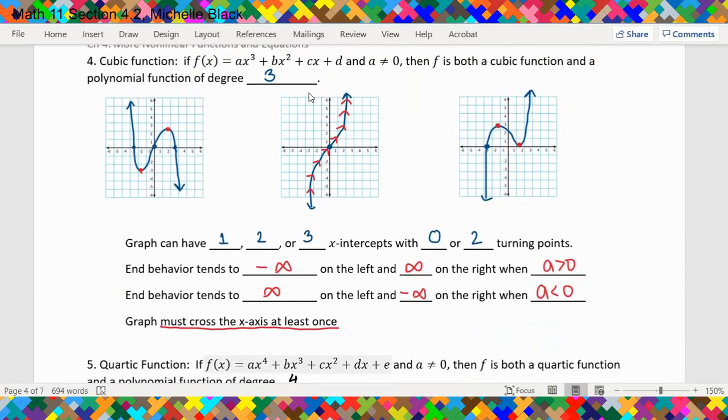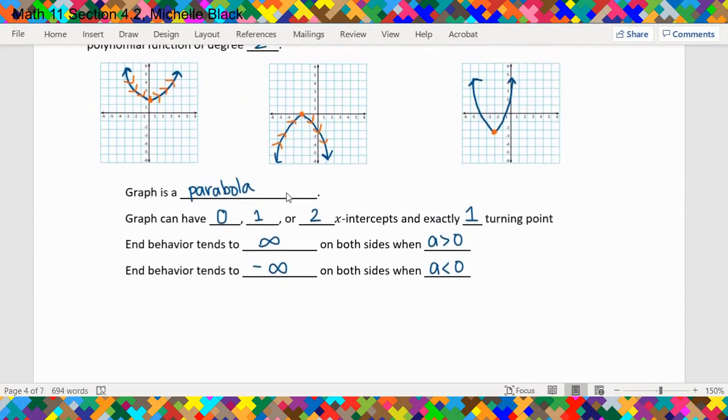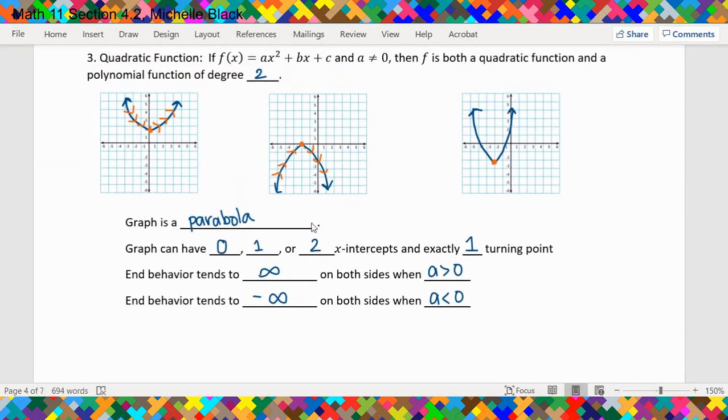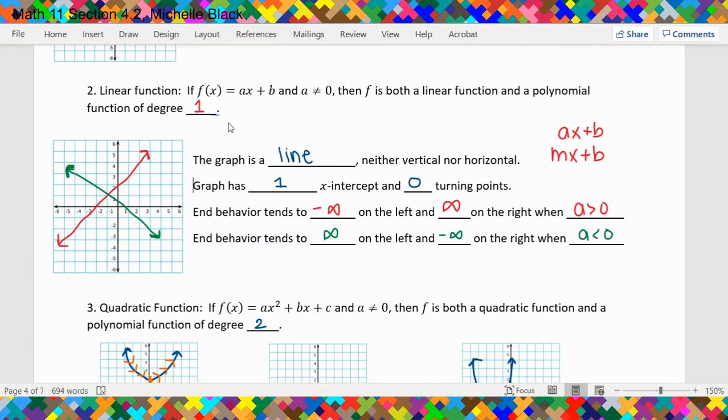When I was cubic, which is degree 3, I could have up to 3 x-intercepts and 3 minus 1, or 2 turning points. When I was degree 2, n is 2, I could have up to 2 x-intercepts, and 2 minus 1 is 1, which is 1 turning point. And when I was linear, which is 1, I could have 1 x-intercept and 1 minus 1, which is 0 turning points.